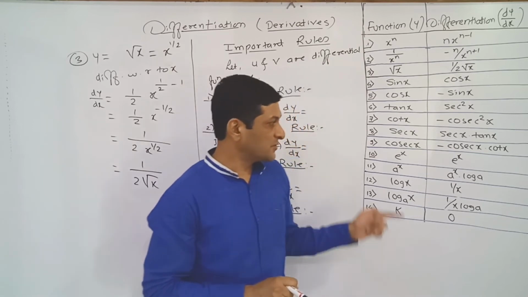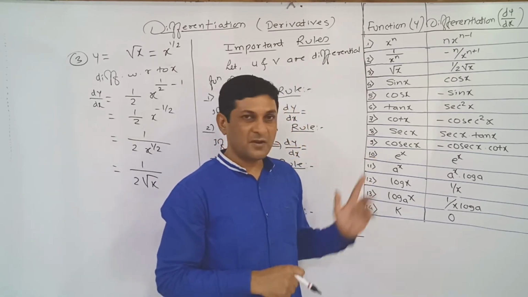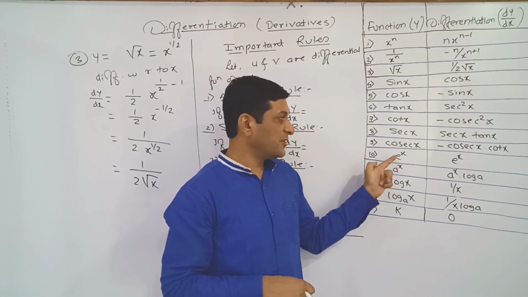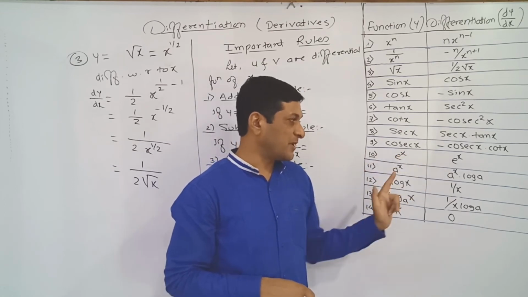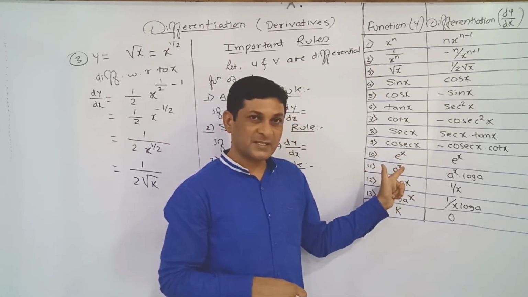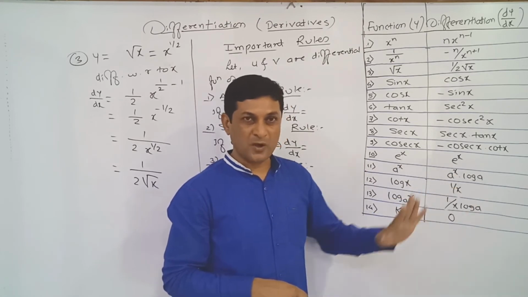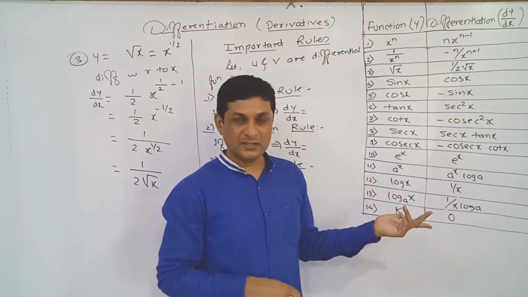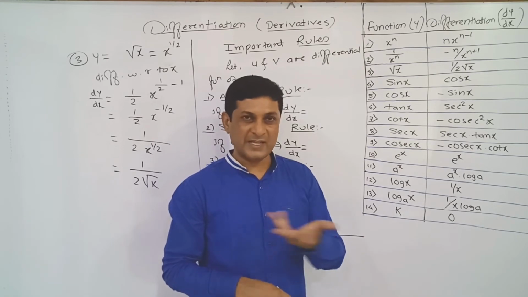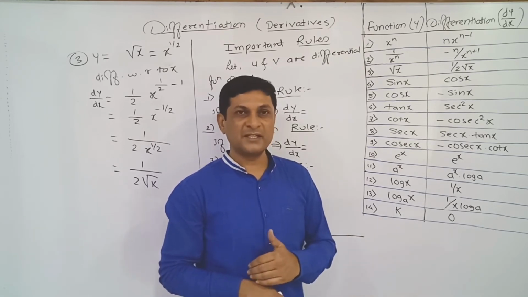Next two formulas are to find the derivative of exponential functions. Derivative of e raised to power x is e raised to power x. Derivative of a raised to power x is a raised to power x into log a, where a is what? Any constant. 5, 6, 7. It takes its value as any real number.